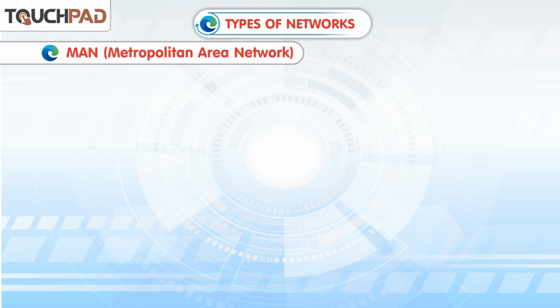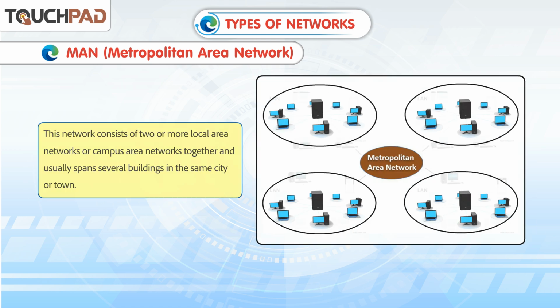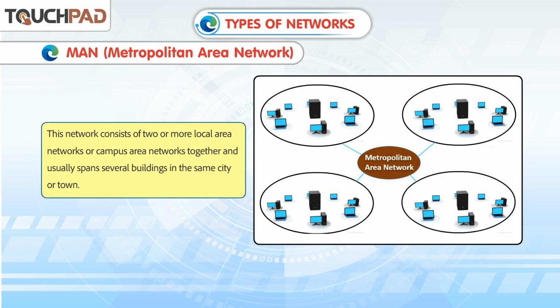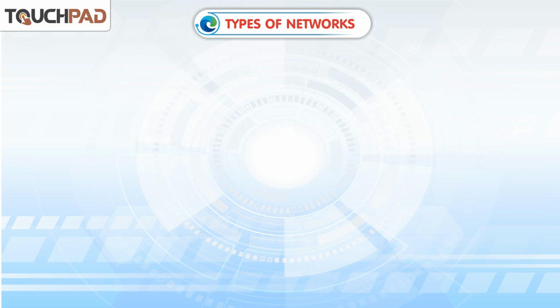MAN, Metropolitan Area Network. This network consists of 2 or more local area networks or campus area networks together and usually spans several buildings in the same city or town.